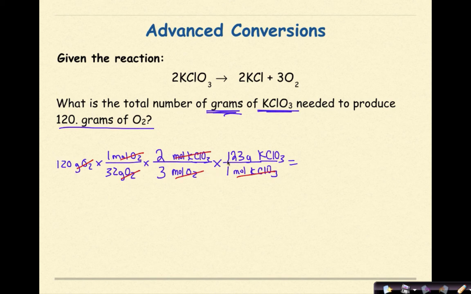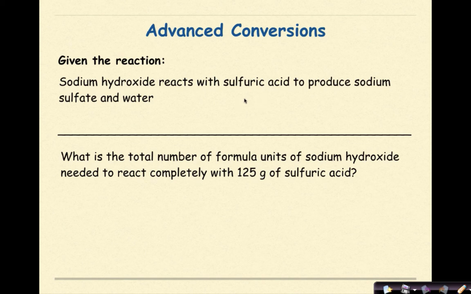120 times 1 times 2 times 123 divided by 32 times 3 times 1, and that will give me a mass of 307.5 grams of KClO3. And since I'm only to 3 significant figures, that really should be 308 grams of KClO3. So this is an example of a mass-to-mass problem. I start with the mass of one thing, I'm going to the mass of another. I need to use that conversion in the middle to convert from moles of one substance to moles of another substance. Let's look at another example.